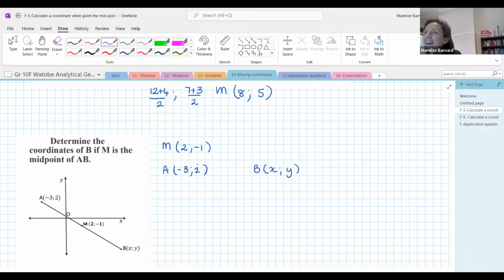Hello, ma'am. Hi there. I think we can add the 2 and 1 in the place of, and then take the 2 and write x plus x2 over 2 equals the 2. And then for the y, take y1 plus y2 over 2 equals 1. And then solve it. Okay, good. I think I understand what you're saying. Yes.